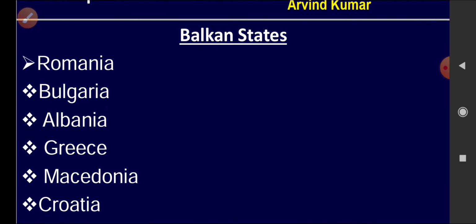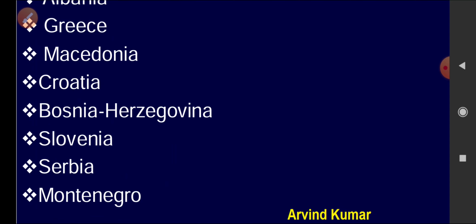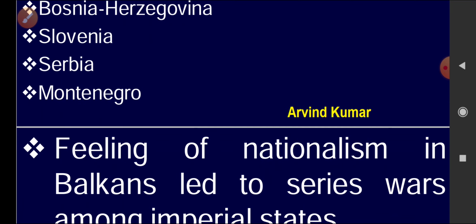Here are some states which were part of this Balkan area: Romania, Bulgaria, Albania, Greece, Macedonia, Croatia, Bosnia Herzegovina, Slovenia, Serbia, and Montenegro. These were the states which had Slav people, and commonly they were known as Balkan states. These states were under the imperialistic rule of many European countries, which had control over them.